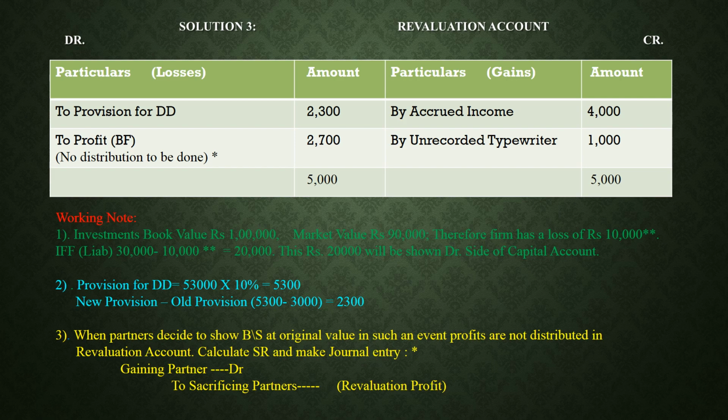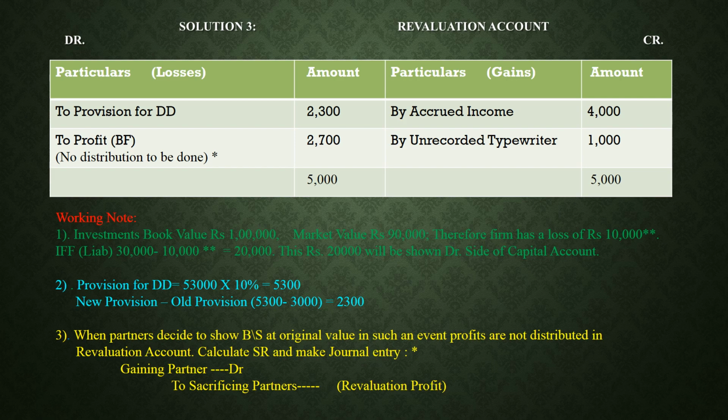Last adjustment is regarding unrecorded typewriter. Unrecorded typewriter is again under the category of unrecorded assets. Therefore, it will also be credited to revaluation account with rupees 1,000. Therefore, our net result is profit on the debit side. The net result is 2,700.